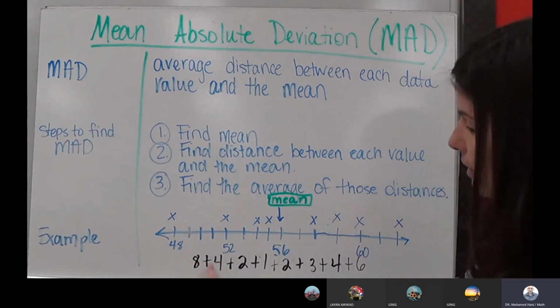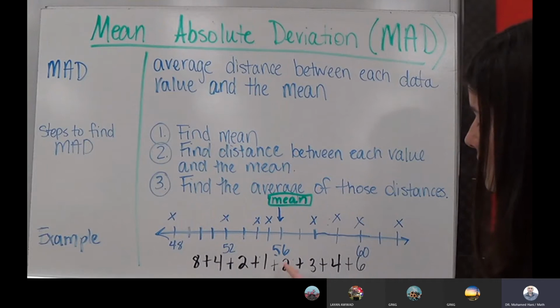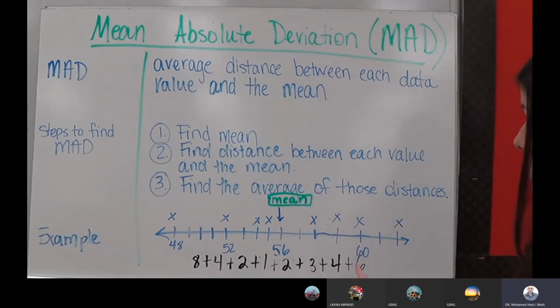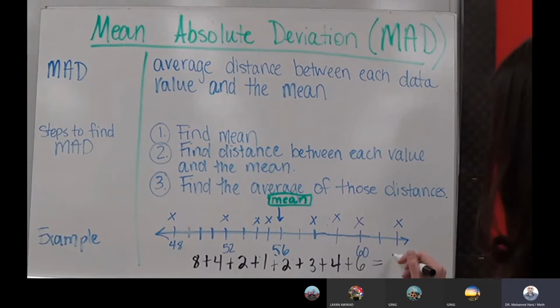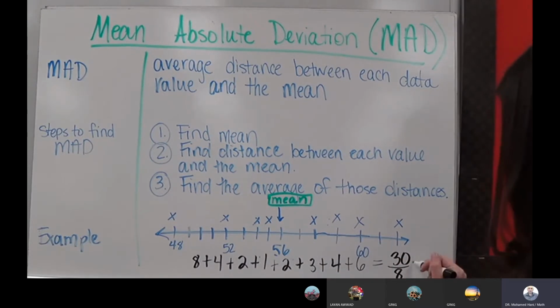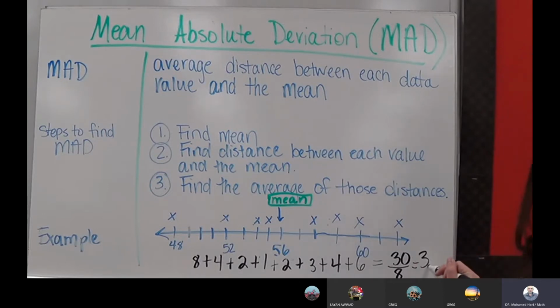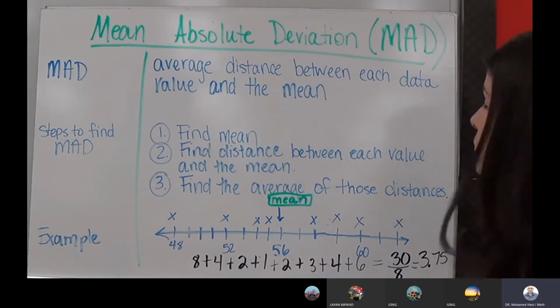So let's add up here. We have 8 and 4 make 12. 2 is 14, 15, 16, 17, and this makes 20, 24, and then 30. And then we are going to divide by 8. And when you do 30 divided by 8, you get 3.75, 3 and 75 hundredths.